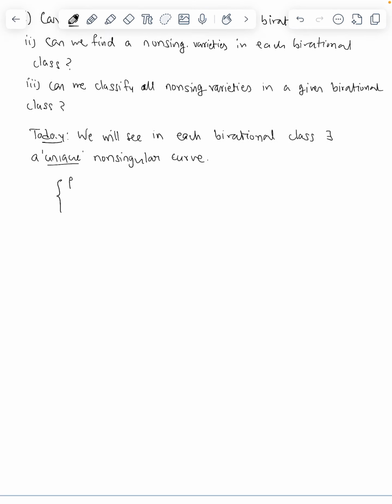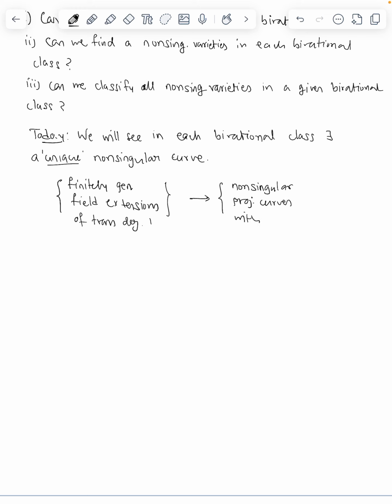So first is finitely generated field extensions of a fixed base field k of transcendence degree 1, where k is algebraically closed, and the maps being k-algebra homomorphisms in this category. And second, non-singular projective curves, and here the maps are the dominant morphisms.